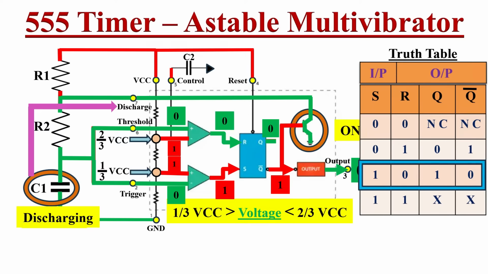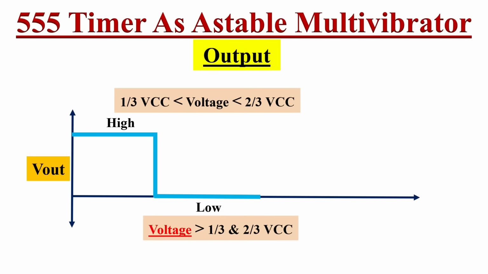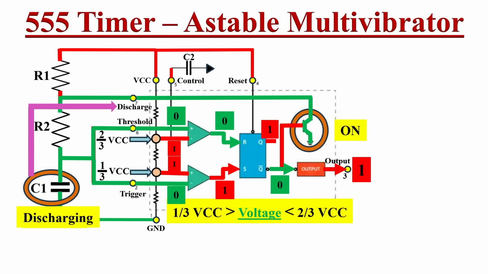In the next RS flip-flop stage, its input logic states have changed. So according to the RS flip-flop truth table, whenever set input is logic 1 and reset input is logic 0, then its Q output becomes logic 1 and Q bar output becomes logic 0. Hence the 555 timer IC output also changes from logic low state to logic high state. Here we will see a transition in the output from logic low state to logic high state in the timing diagram.